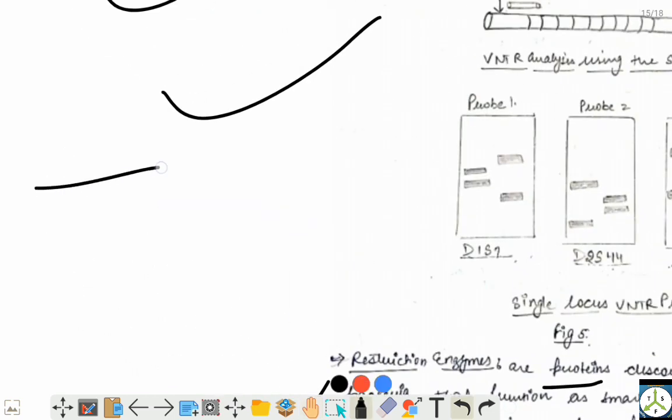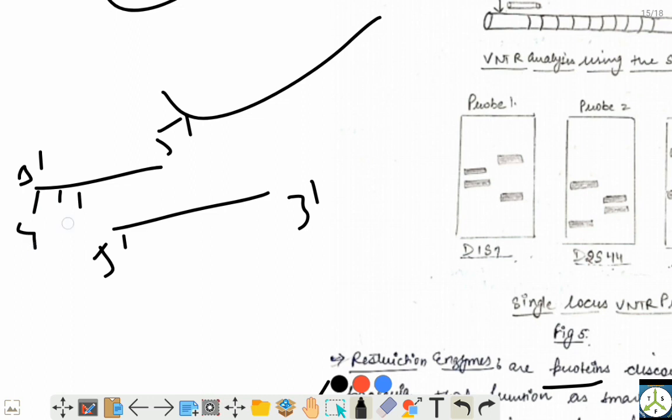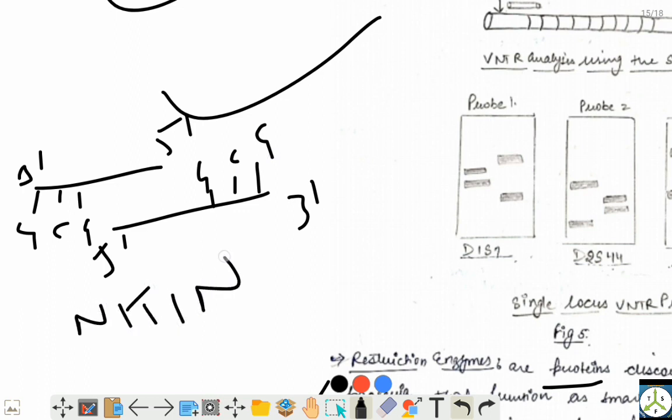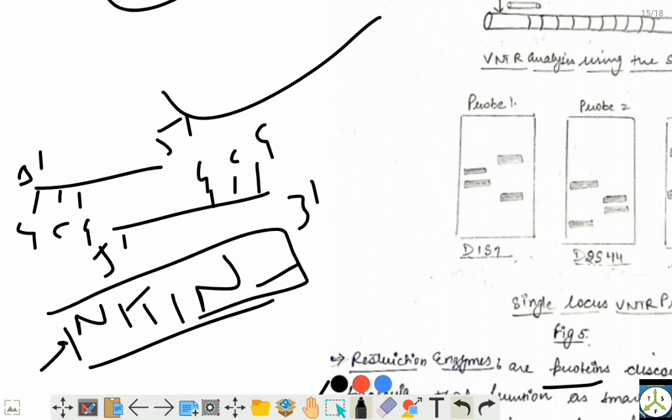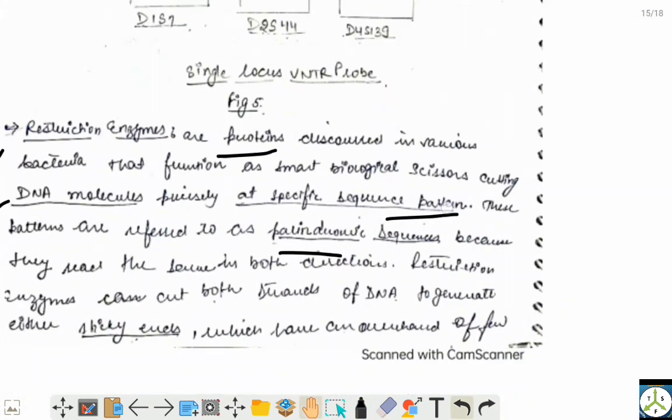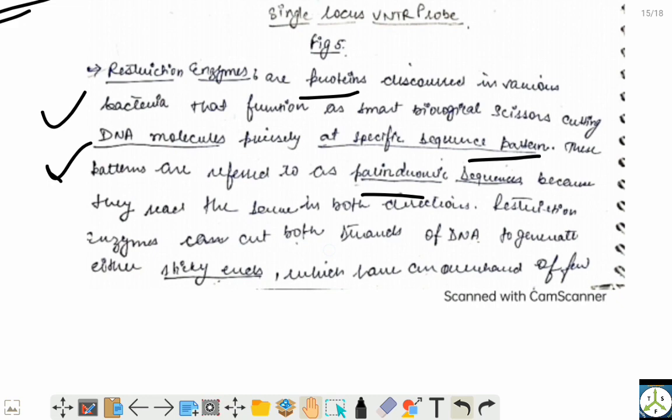For example, these are some sequences. If this is the 3' end, this is the 5' end. So this is the 5' end, this is the 3' end. If we say this is G, C, G, just taking an example, then this is also G, C, G. Like we can say Nitin: you can read this name backward or forward and it shows the same. That is known as a palindromic sequence. Nitin is the example.